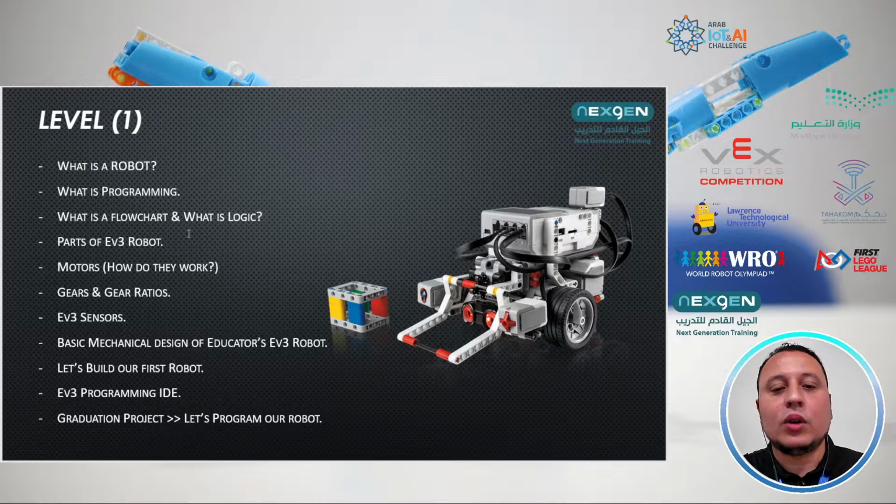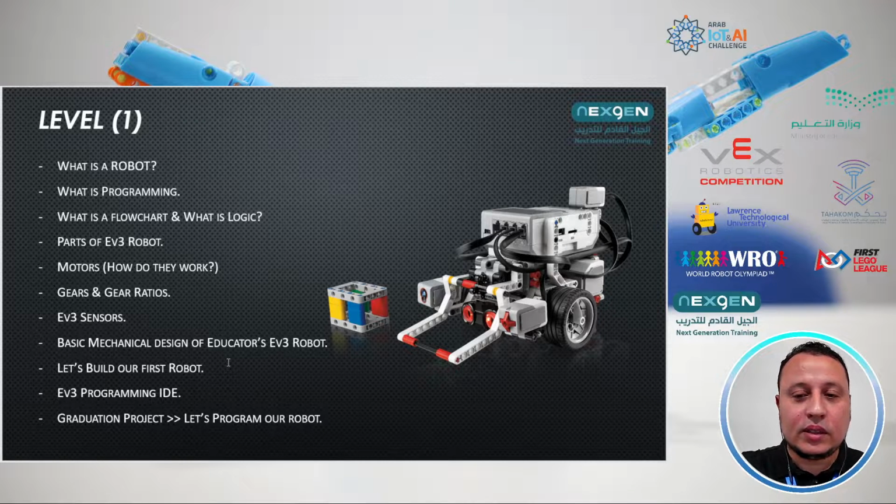Next, we move to explain the parts of the Ev3 robot, the different parts and components and the names of these parts. And next, we move to motors. How do they work? After that, we study the gears and gear ratio. And then we will explain everything about Ev3 sensors.